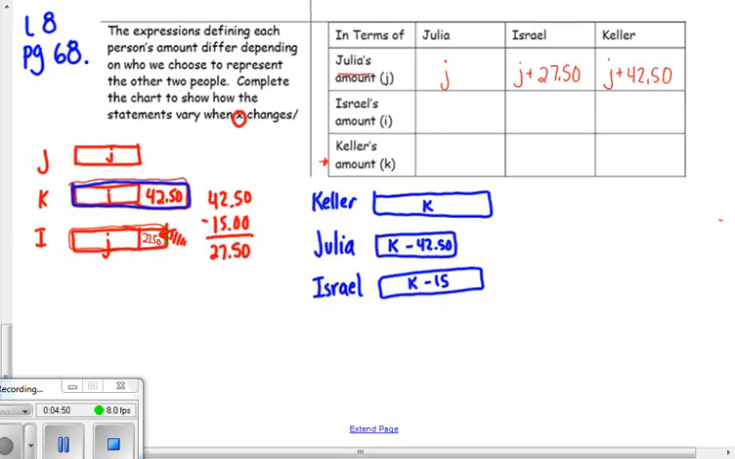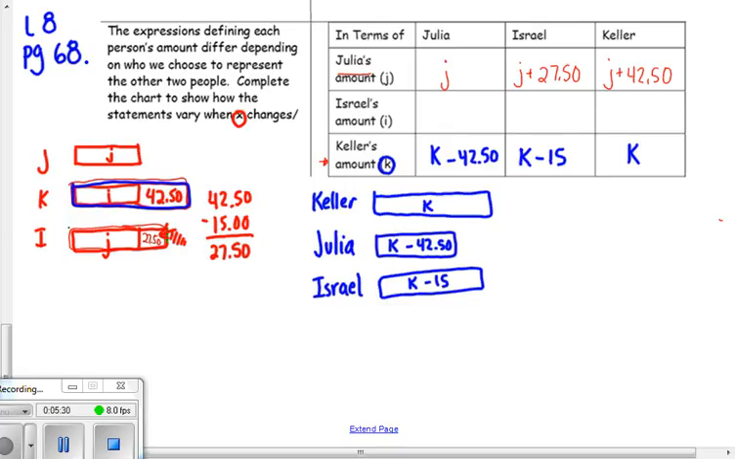So to fill in the amount according to Keller, Keller's amount is K, Israel's amount is 15 less than K, and Julia's amount is 42.50 less than K. So you'll notice that you're using some of the same numbers, but because you're comparing them to a different person's amount, the variable changed as well. Next, we'll figure out the amount according to Israel's bar.